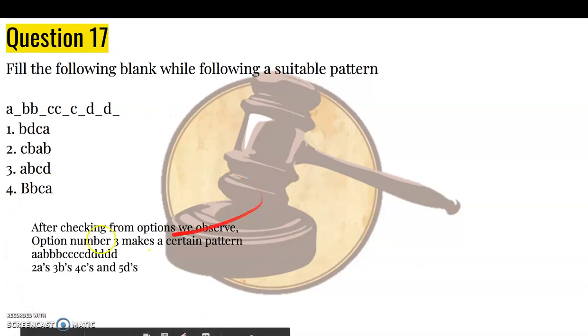So what do we observe? That after putting option number 3, we get a pattern like this: 2 A's, 3 B's, 4 C's and 5 D's. So this is the kind of pattern that they are following. And if it fits, then obviously it is the answer.